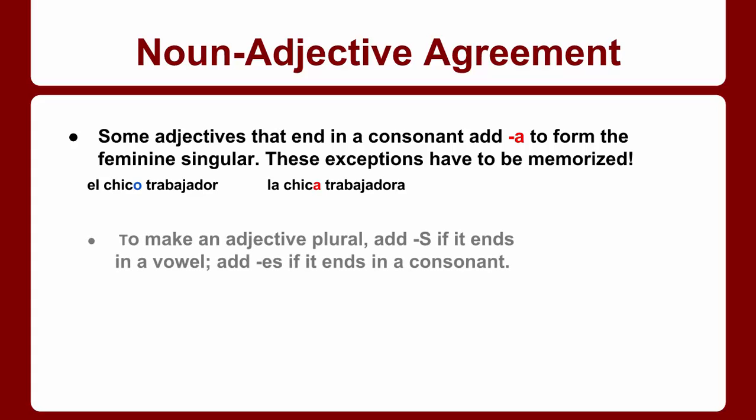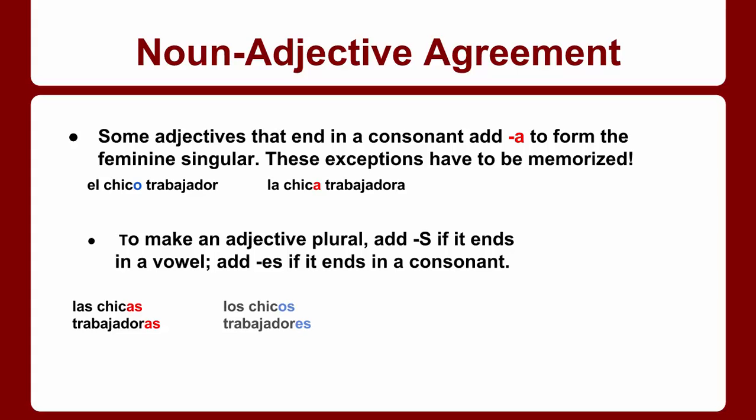Also, in Spanish, to make an adjective plural, I add s if it ends in a vowel. And I add es if it ends in a consonant. Here are some examples. If I want to say the hardworking girls, trabajadora already has an A on it. It ends in a vowel, so I just add s. However, if I want to make the adjective trabajador plural, I have to add es because trabajador ends in a consonant. We see the R right here. So then I add es.